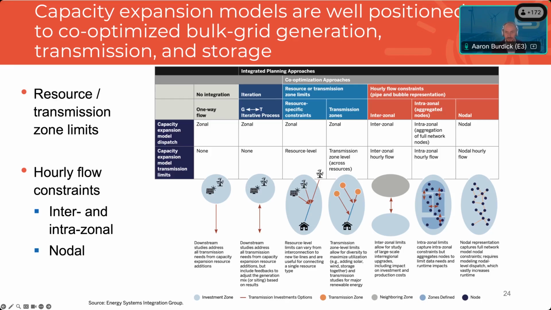within that context. And then on the right, we have hourly flow constraints, also known as pipe and bubble representation. So you can have interzonal upgrades that can be selected by the model. So this could be looking at interregional transmission, for instance, HVDC, et cetera. You can also have intrazonal. So this would be within your primary investment zone in the model. You would break up the granularity of the dispatch, so you'd have to develop subzone definitions for resources and loads and allow the model to upgrade between those zones.